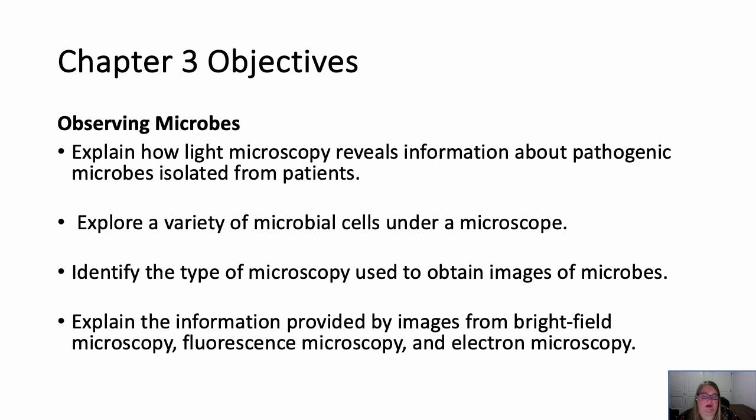We are going to look at a bunch of different types of microbial cells used under the microscope. We're going to be able to look at an image from a microscope and determine what type of microscopy was used. And then we need to be able to use bright field microscopy, fluorescent microscopy, and electron microscopy to explain the information we get from certain micrographs. So micrographs are what we call the pictures we get from the microscope.